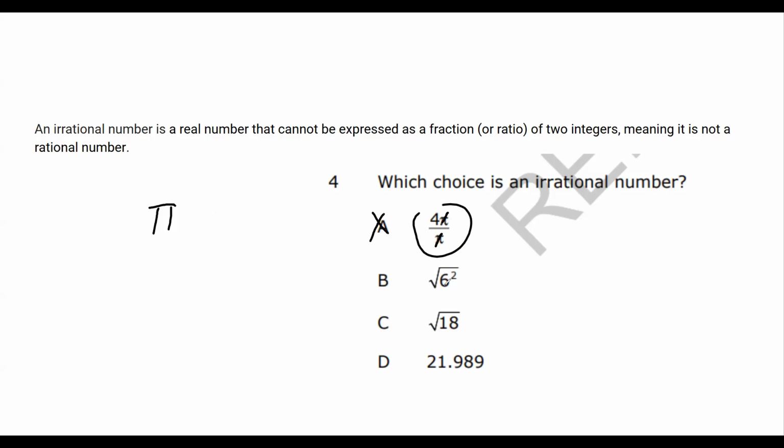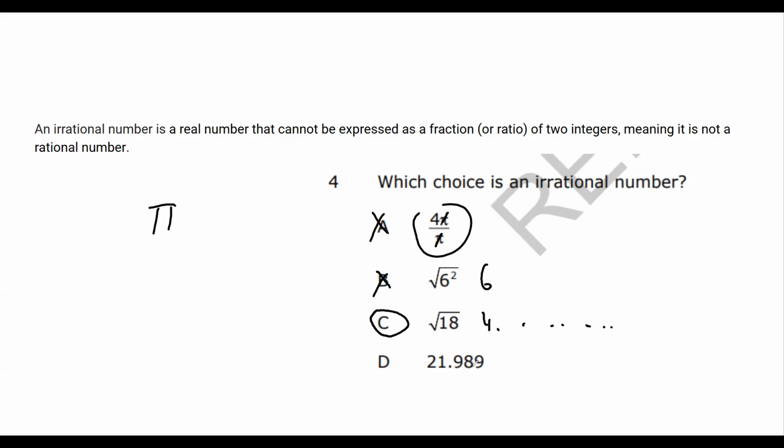All right, B, 6 squared is 36, and the square root of 36 is 6, so that's not irrational. All right, C is the square root of 18, and if you do that, let's see, 4 times 4 is 16, 5 times 5 is 25, so it's going to be probably 4 point something something something. I don't know what it is, but something along those lines. So C could be it, so I'm going to just circle C because it could be.